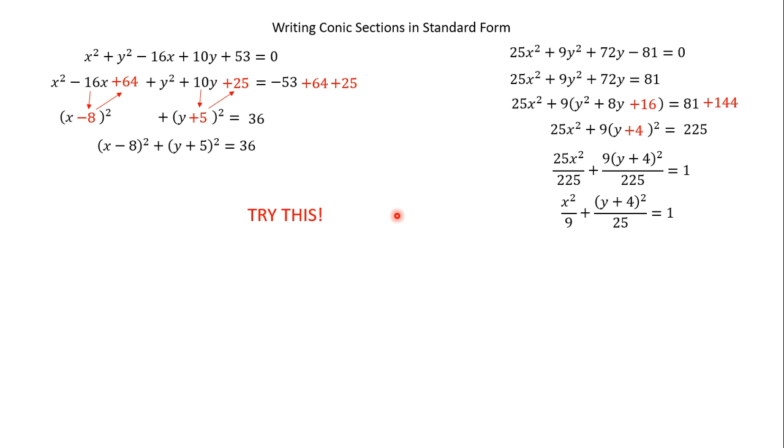So let's try one. See if you can do this. This is a process. Don't just go through and see my answer. Actually try it first. This is important.